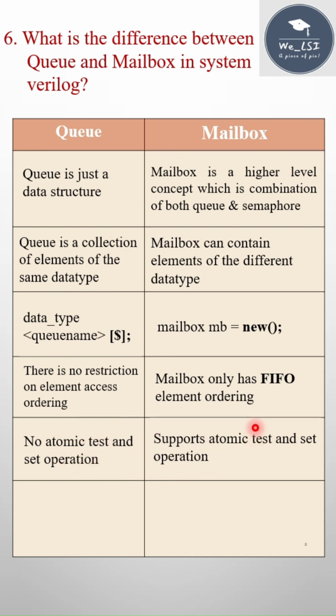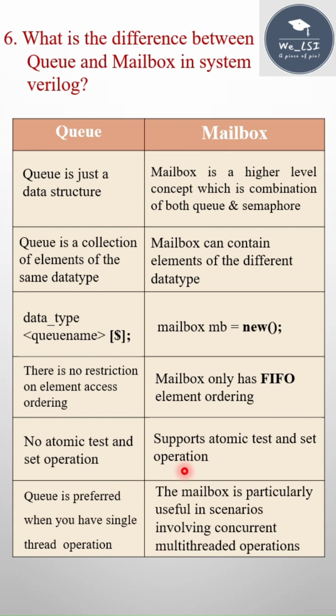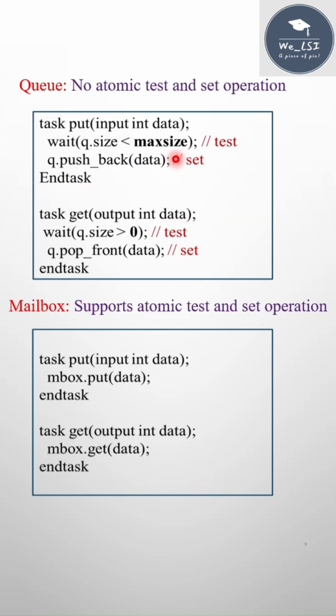And here it supports atomic test and set operation. And queue is preferred when we have a single thread operation, and mailbox is preferred when we have concurrent multi-threaded operations. And I said no atomic test and set operation, right? That is, before we perform anything on the queue, first we check the size, that is test, and then we call the method, that is set, because queue has non-blocking methods, mailbox has blocking methods. No need to check here.